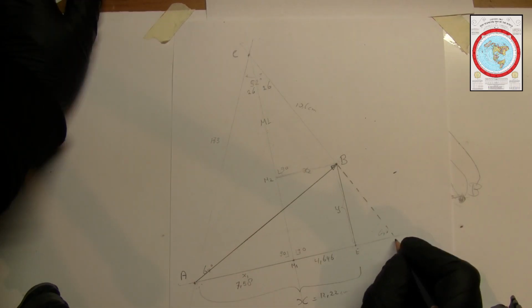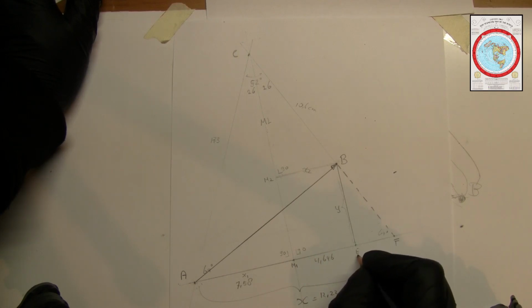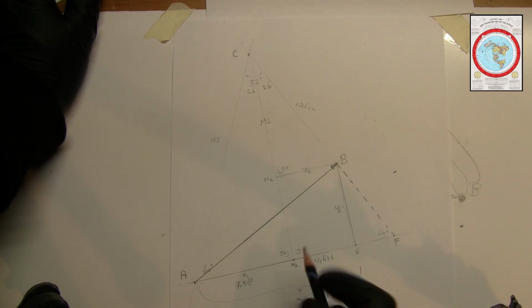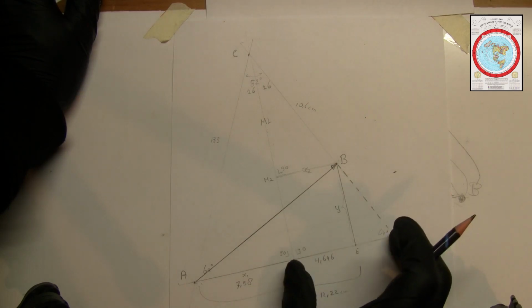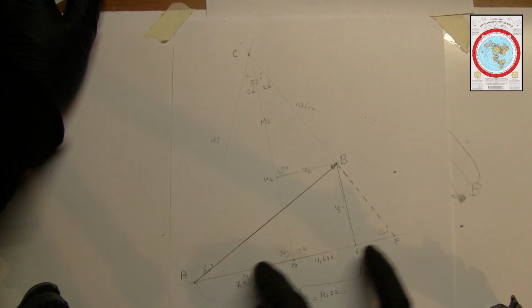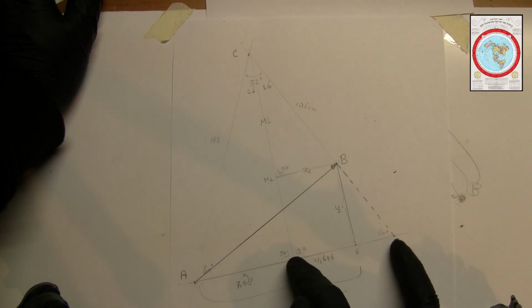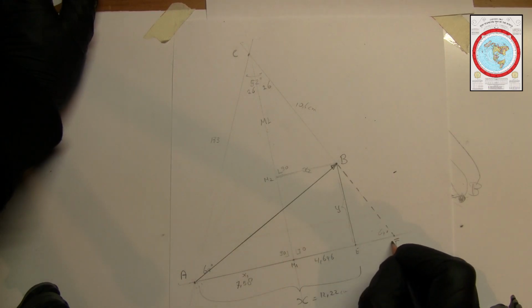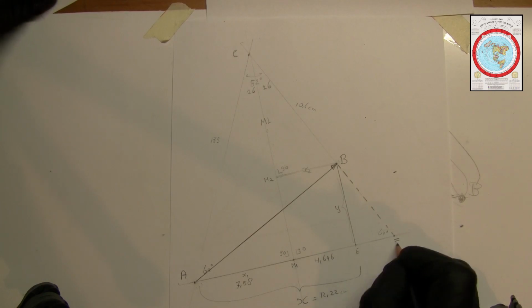Let's name this spot F. So if I want to know the distance between E and F, M1 to F is the same distance as A to M1. It's an isosceles triangle, so it's the same distance. So we can calculate the distance between E and F.